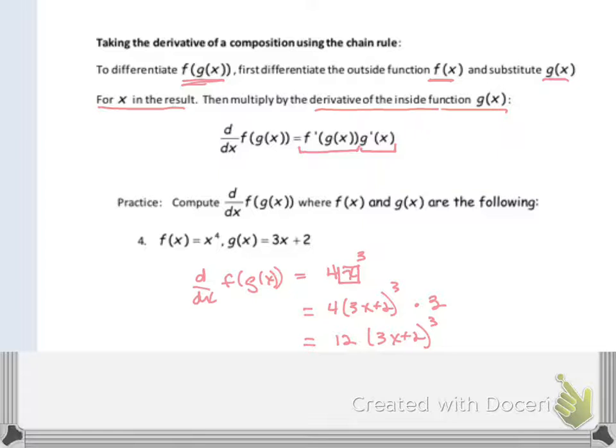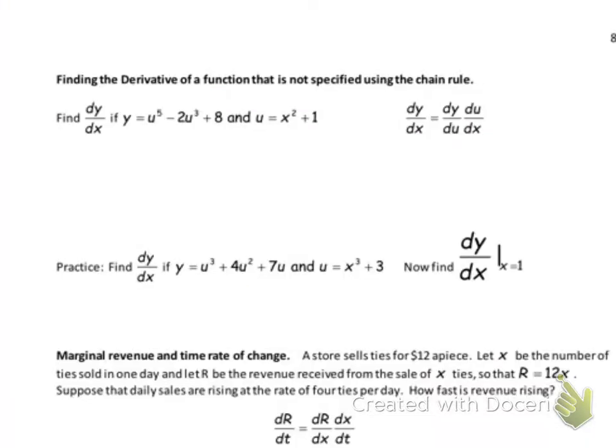Now notice, I never actually built the composition, but by following this chain rule, you can take the derivative of that composition. And that's the way I want you to do derivatives of compositions. Okay? So then there's another topic, and it's finding the derivative of a function that is not specified, and we're going to find it using the chain rule, and that's on the next page. So let's look at that.